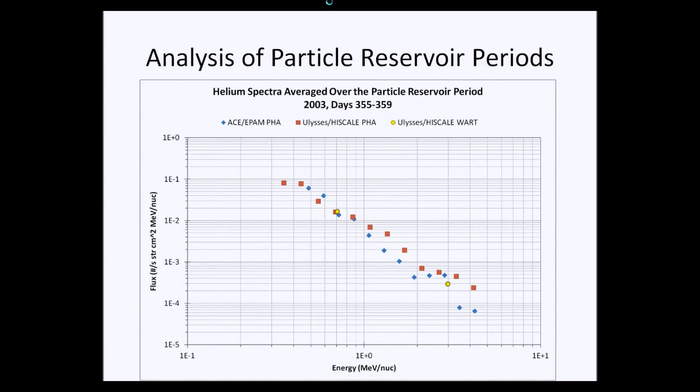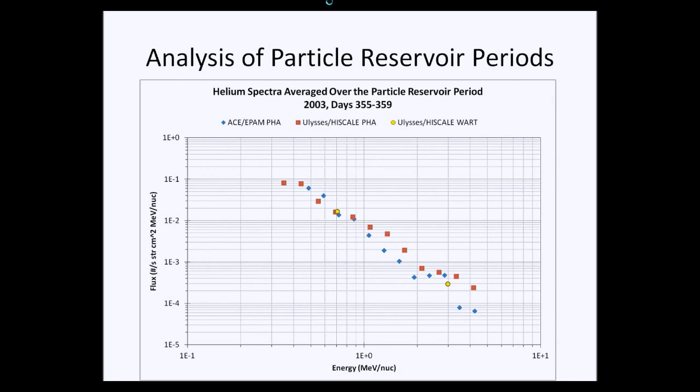Here are helium spectra from one of the particle reservoir periods after the 2003 Halloween event, constructed from the EPAM and HISCALE PHA data and compared to the W3 and W4 fluxes from the HISCALE Wart data. As you can see, there is good agreement not only between EPAM and HISCALE, but also between the fluxes derived from the PHA matrix and separately derived fluxes from the Wart rates. This internal check between the PHA and the Wart is good.